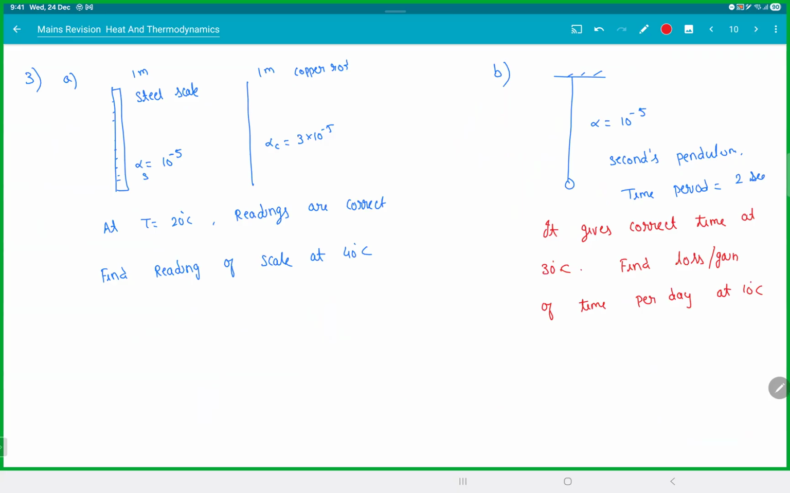So let's get these two. We have a steel scale and a 1 meter copper rod. At 20 degrees, the readings are correct. Find the reading of the scale at 40 degrees.